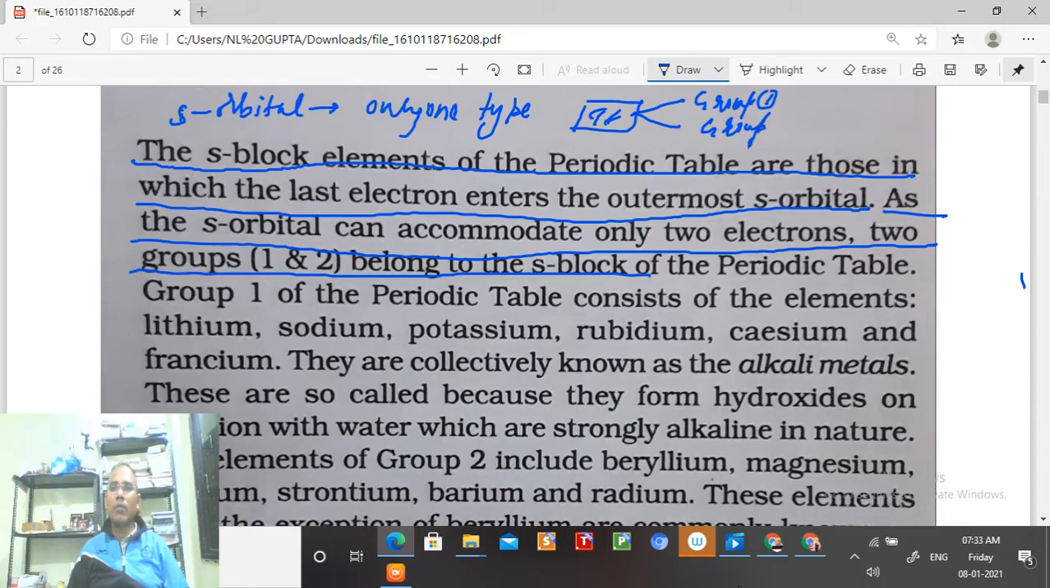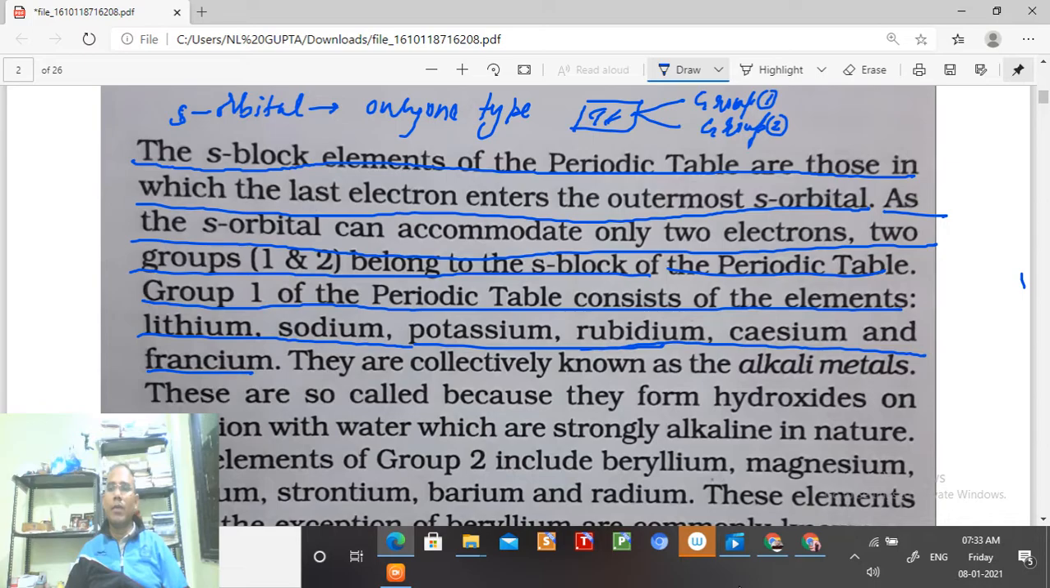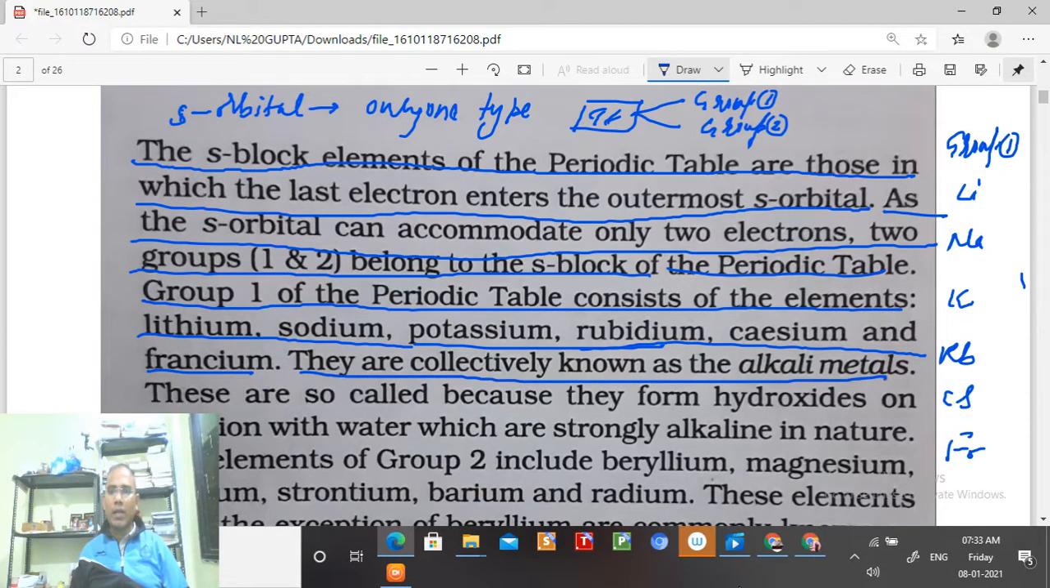Okay, let us have a look over more of the periodic table. Group 1 of the periodic table consists of the elements lithium, sodium, potassium, rubidium, cesium and francium. So this is group 1. Next they are saying they are collectively known as alkali metals.